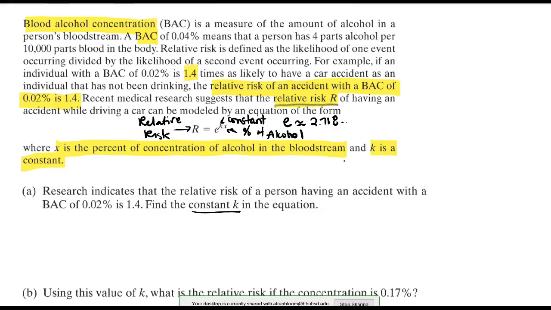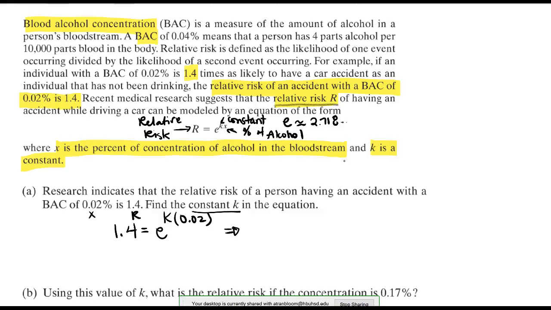All right, so part A wants us to find the constant. We know what the relative risk is. It's 1.4. We know what the percent is. This is X. We're just going to plug it in. So R is 1.4. So 1.4 equals e to the power of K times 0.02. Then from here, you're going to have to help me solve this.